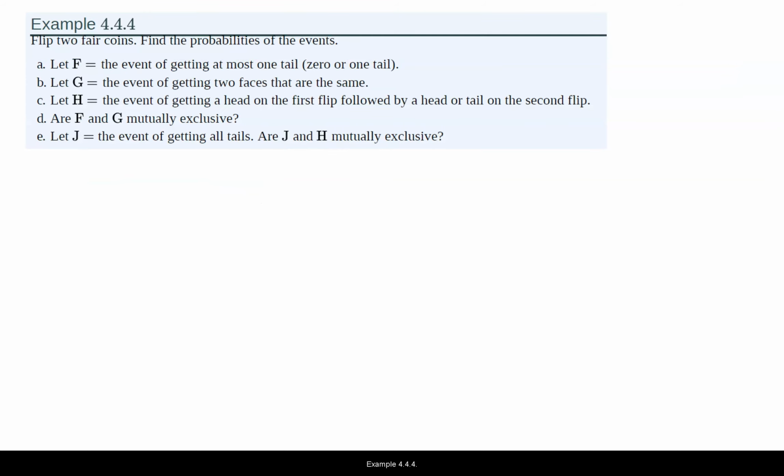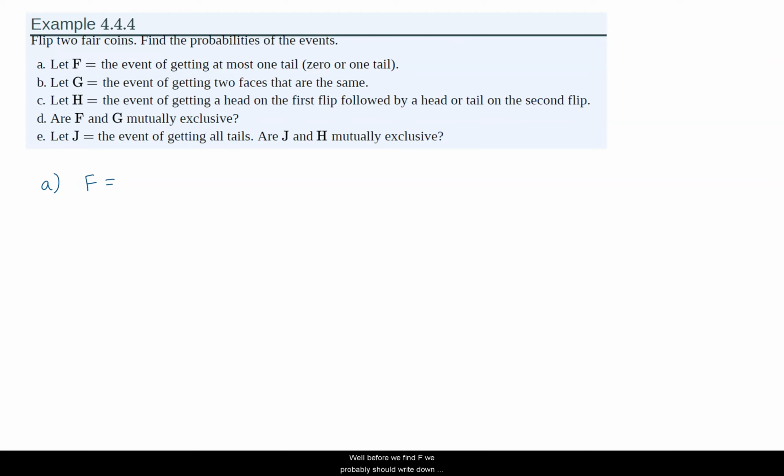Example 4.4.4 says we're going to flip 2 fair coins and then find the probabilities of the events. So part A, the event F is getting at most 1 tail. So we either have 0 tails or we have 1 tail.